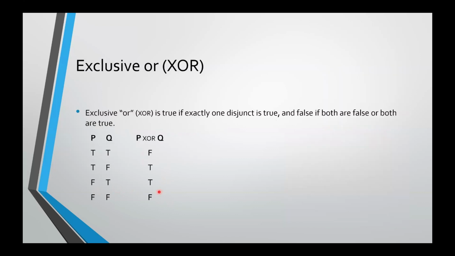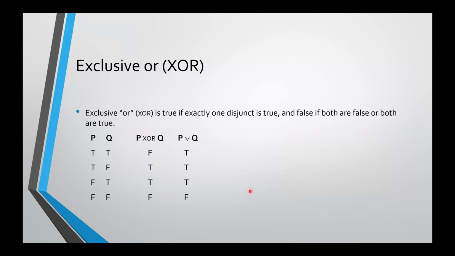Third one we'll look at is exclusive or. You have a special connective for this. It's referred to as XOR, for exclusive OR. This is the truth table for it. It is true when exactly one of the disjuncts is true, and it's false if they're both true or both false.